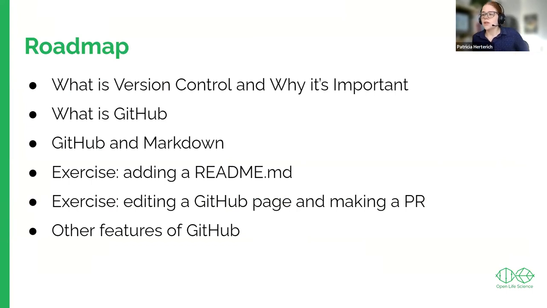What we're gonna cover in the session is basically a little bit about what version control is, why it's important, an introduction to GitHub as a platform, using GitHub and Markdown, and then going through a few exercises of actively adding a README file to a repo you create, and creating a pull request on GitHub. And then depending on how much time we have, guiding you through some of the other nice features that GitHub has. There will also be follow-up sessions in this cohort about using GitHub for project management. So anything we won't cover here is going to come up again time and time again. And it is in the slides if you want to do things in your own time after the session.